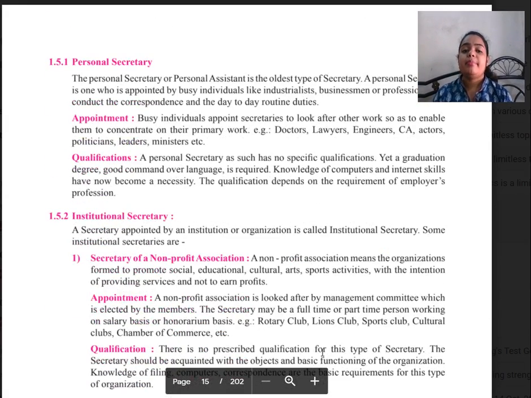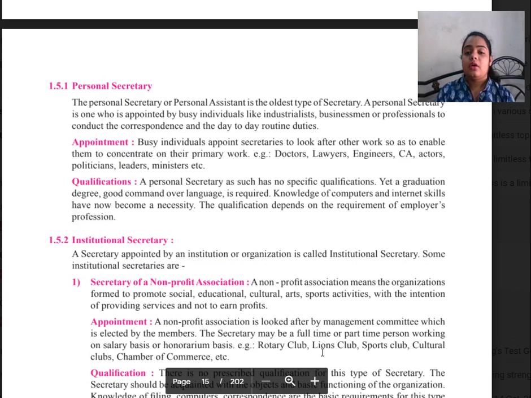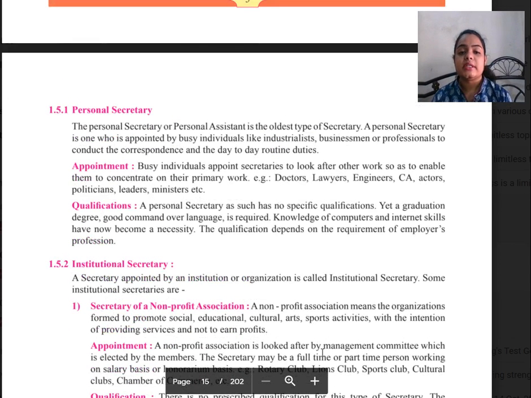So what do you mean by a personal secretary, and what are the different functions of a personal secretary? Personal secretary or personal assistant is the oldest type of secretary. A personal secretary is one who is appointed by busy individuals like industrialists, businessmen, or professionals to conduct the correspondence and the day-to-day routine duties.